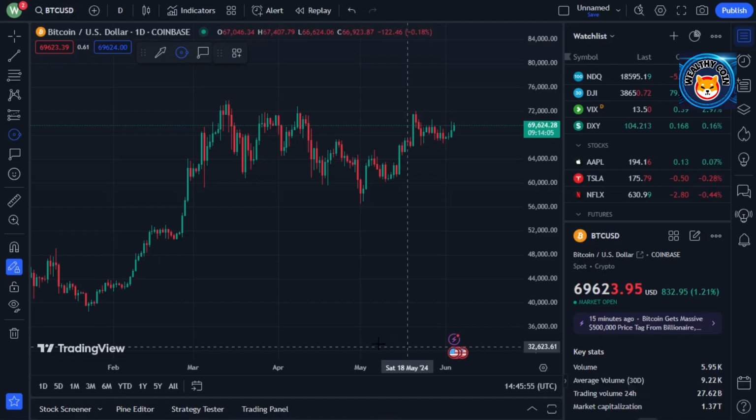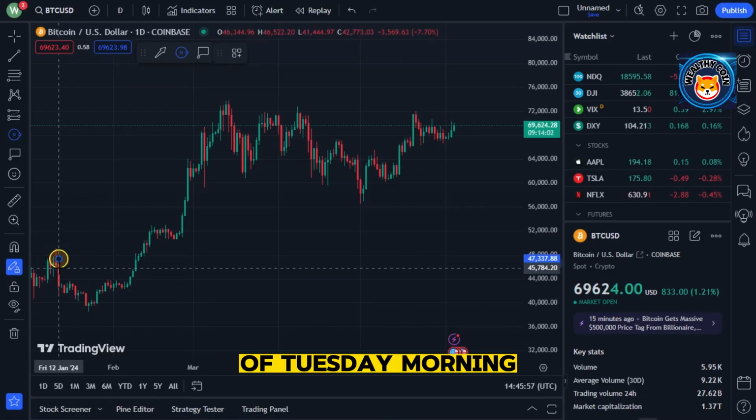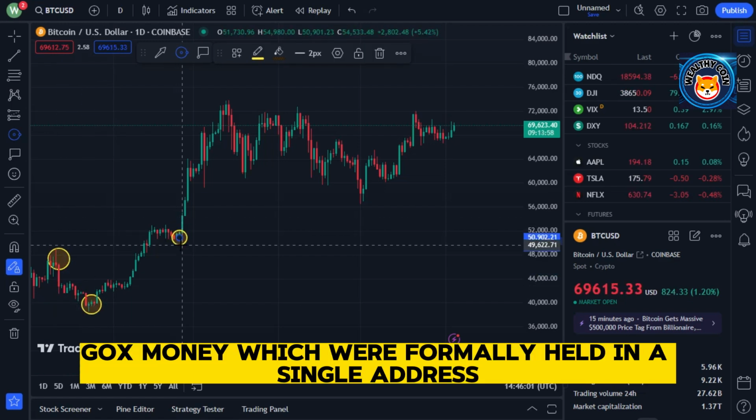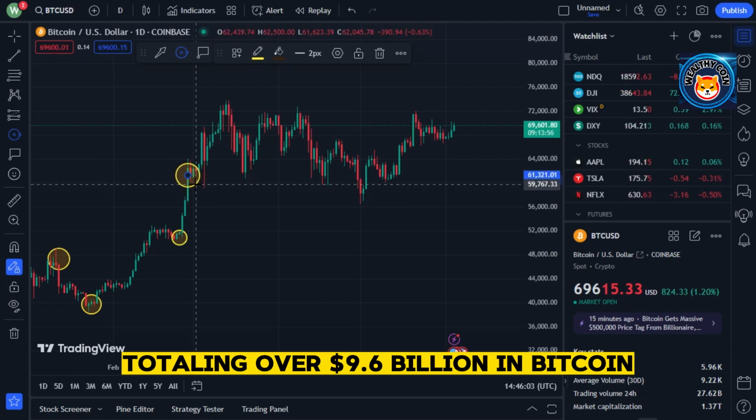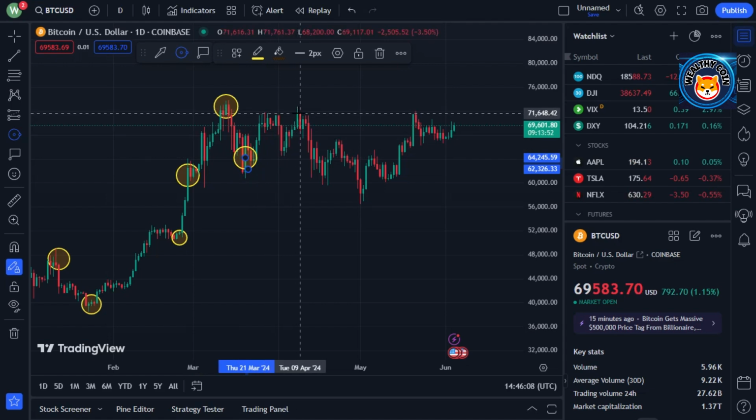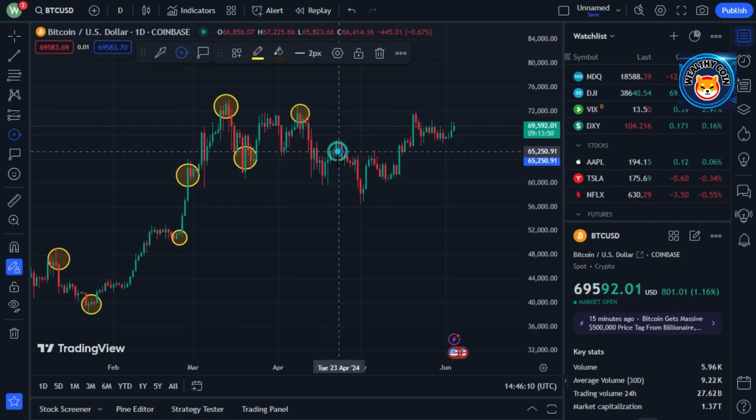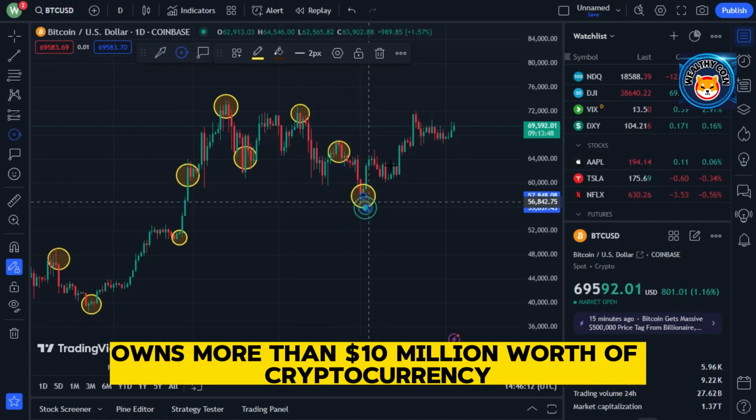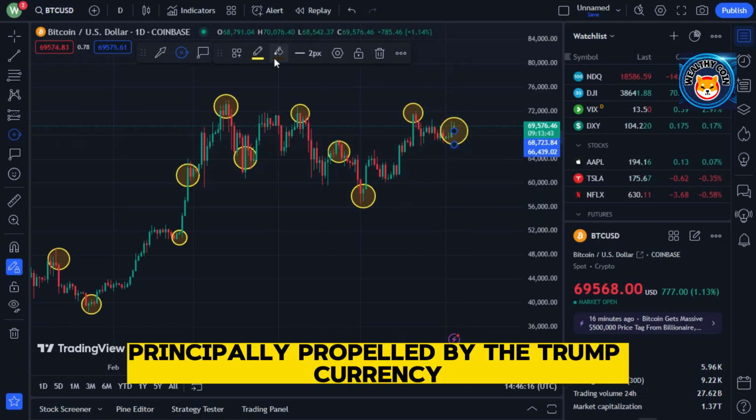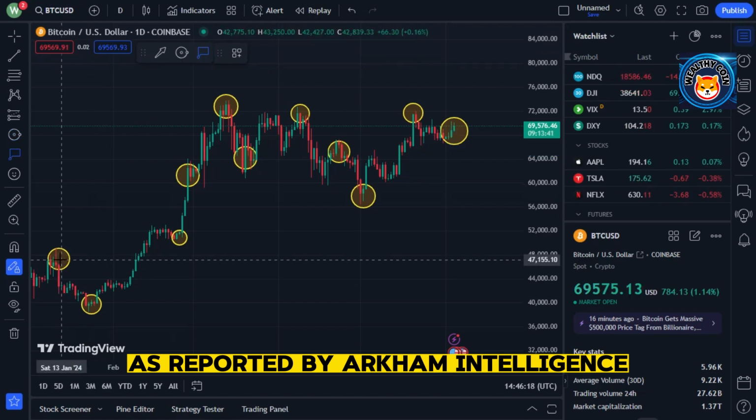As of Tuesday morning, 3 unique addresses have received the Mt. Gox money, which were formerly held in a single address totaling over $9.6 billion in Bitcoin, according to on-chain measurements. Also, Donald Trump owns more than $10 million worth of cryptocurrency in his portfolio, principally propelled by the Trump currency, as reported by Arkham Intelligence.